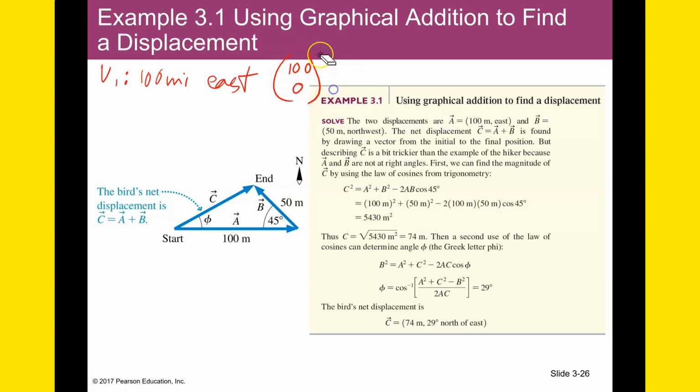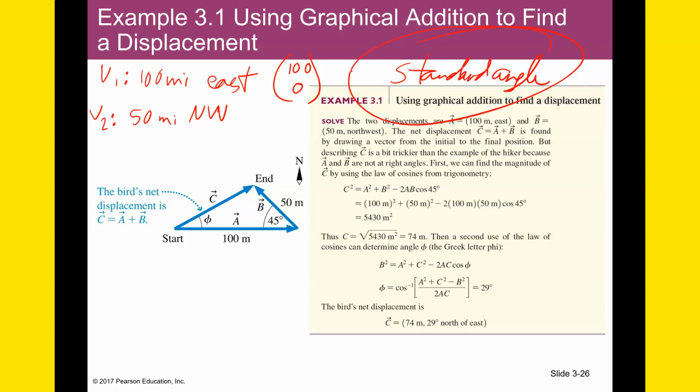Now my next vector, vector 2, is 50 miles northwest. The way that I break that down into components, and it always works, and it's very simple, is I always get a standard angle. A standard angle means an angle that is measured from standard position in the coordinate plane.